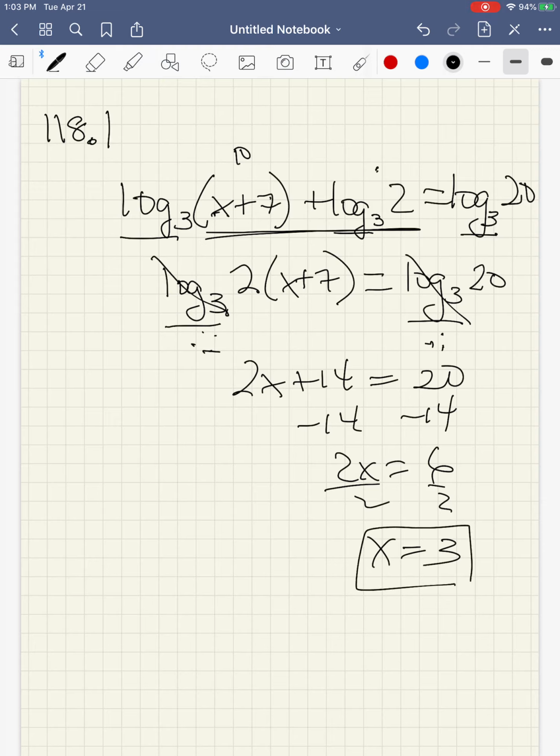If it had given us a negative number, what we would have done was cross out x equals 3 and write no solution. Always check to make sure it's not asking you to take the log of a negative number. All right, next.